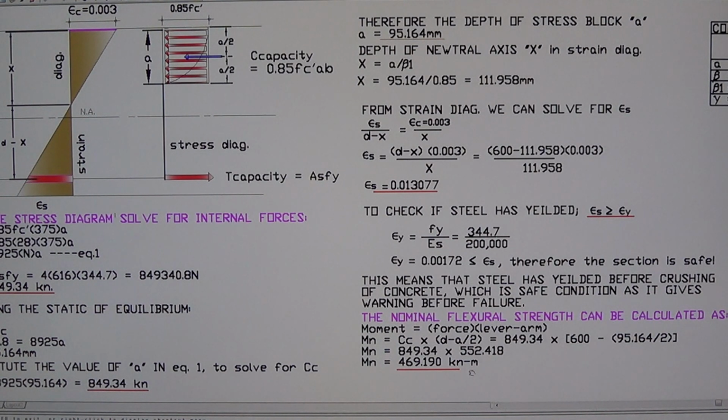So now we found the moment capacity based on the cross section of the beam and the number of steels there that's been designed already, right? We're investigating the moment capacity based on this cross section that's been designed already. All right, this is called the investigation. Now we have the moment capacity of the beam, 469.190.